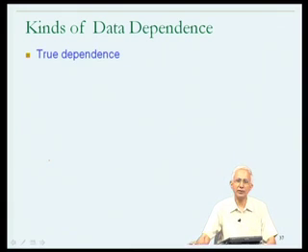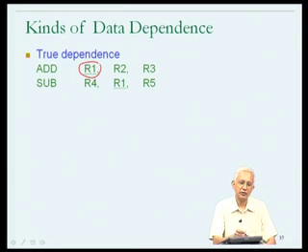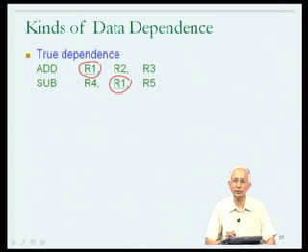Now, the first kind of data dependence between two instructions that we had seen was of the kind where the earlier instruction generates a value in a register, in this example R1, which is used by the subsequent instruction. And the problem now is that the second instruction is dependent on the first instruction for the value of R1. And this kind of dependence is known as a true dependence. There are other kinds of data dependence that we did see.